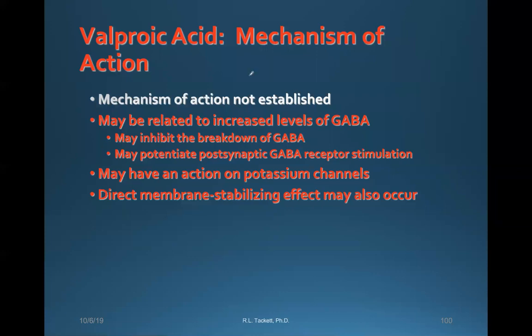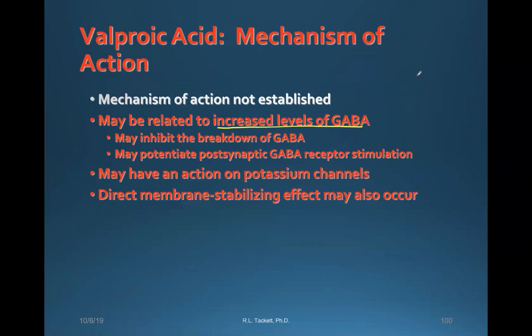One of the things with valproic acid is that it seems to be somehow associated with an increased level of GABA. It's believed that valproic acid may inhibit the breakdown of GABA, so this inhibitory transmitter stays active longer. And it may also potentiate GABA, so when GABA binds to the receptor, that receptor interaction seems to be enhanced. So two things may be happening: it keeps the GABA around longer, and it seems to make it work better at the receptor level.